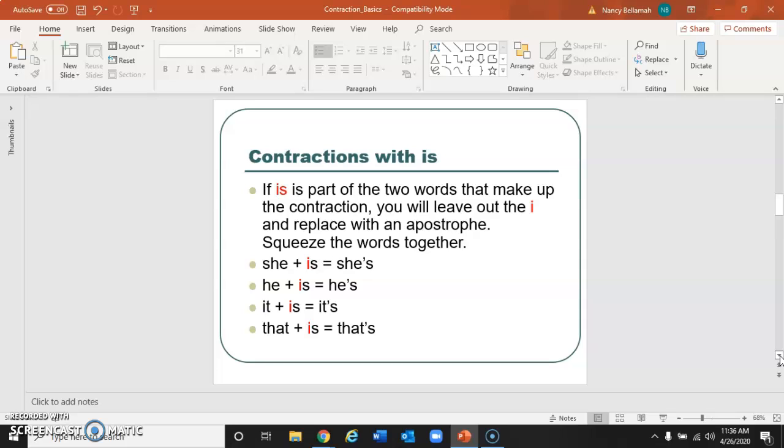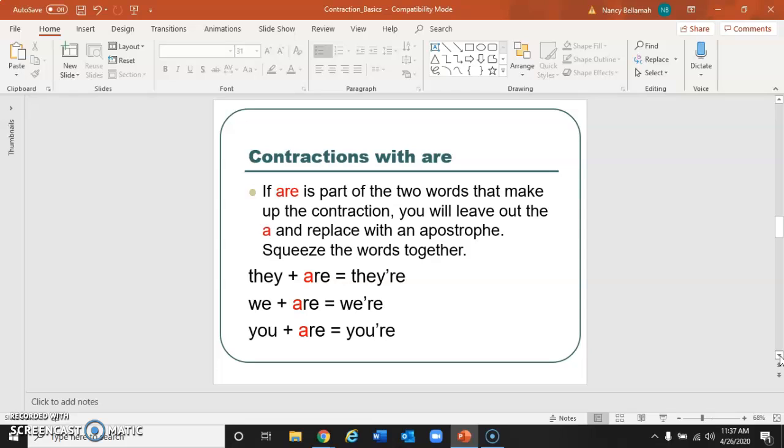If is is part of the two words that make up the contraction, you'll leave out the I and replace it with an apostrophe. She plus is equals she's. We have he's, it's, that's. If are is part of the two words that make up the contraction, you'll leave out the A and replace it with an apostrophe. So they plus are equals they're. We have we're, you're.